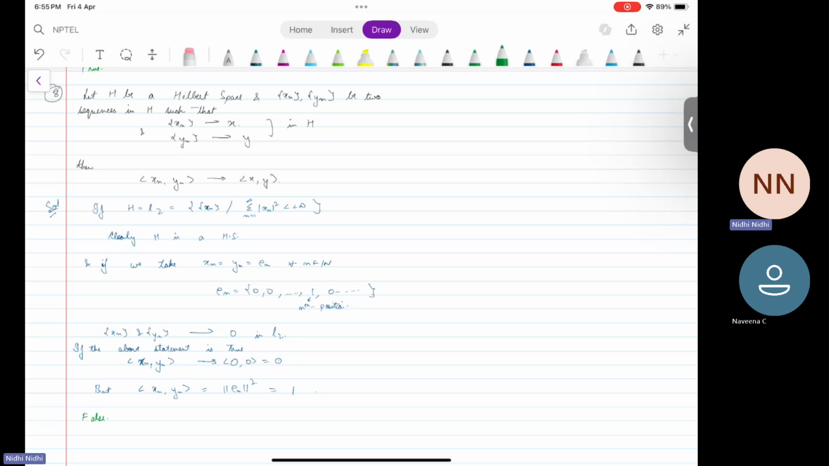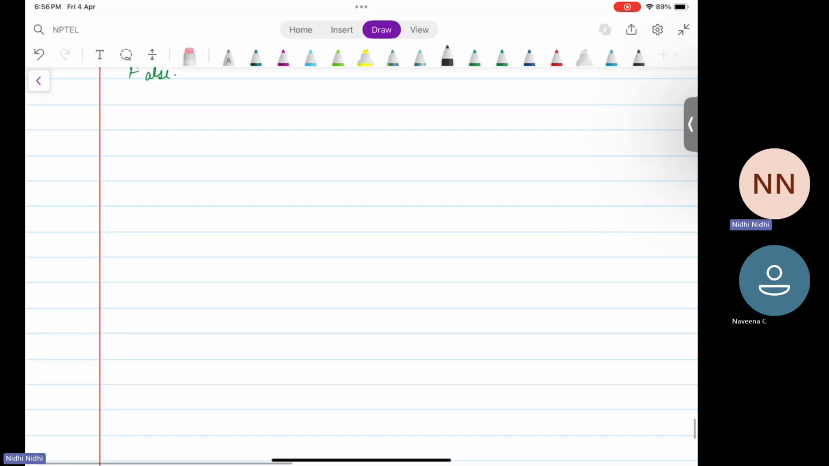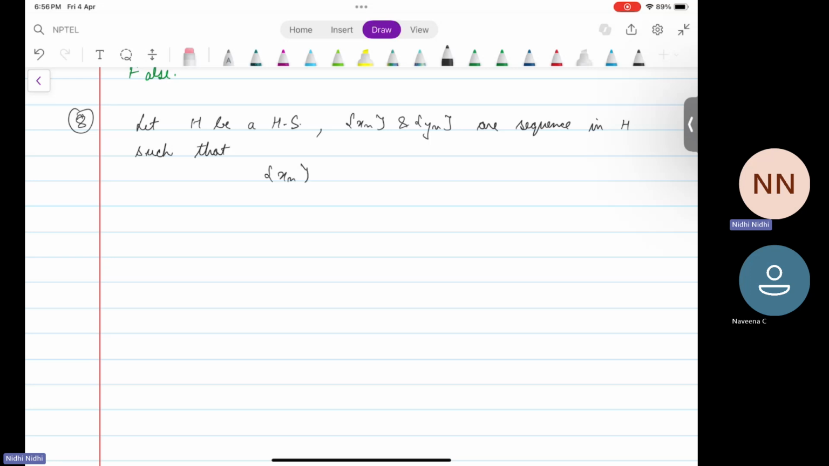Let's move to the next question, where we'll have one weak and one strong convergence. A. Let H be a Hilbert space. I'll just write HS for Hilbert space. And Xn, Yn are sequences in H such that xn is converging weakly to some x in H, and yn is converging strongly to y in H.